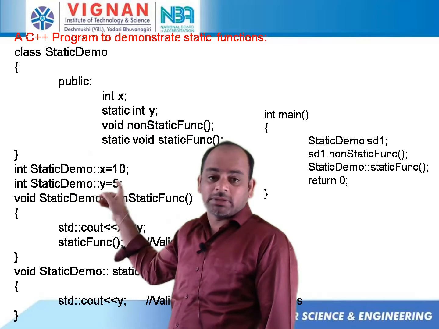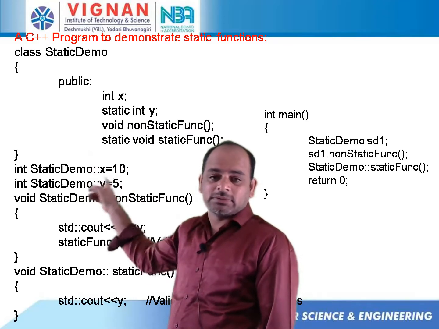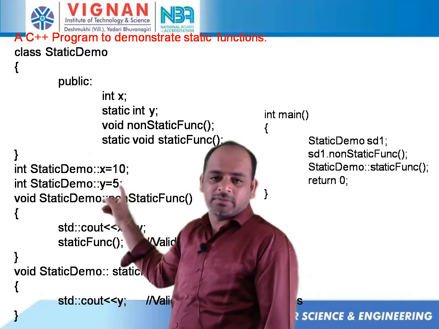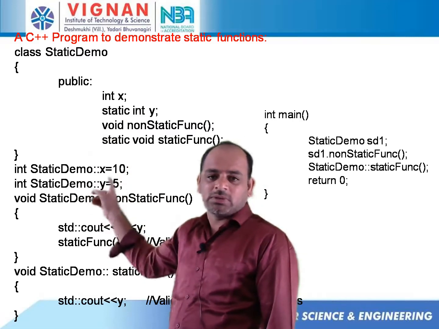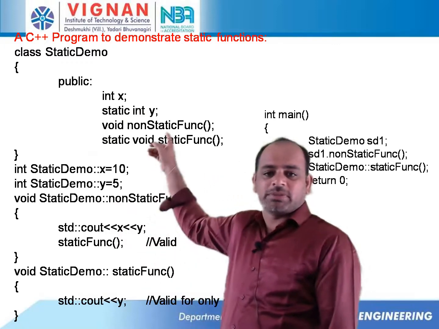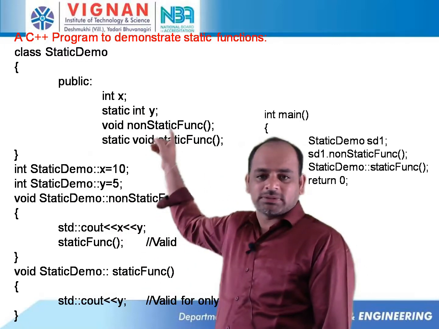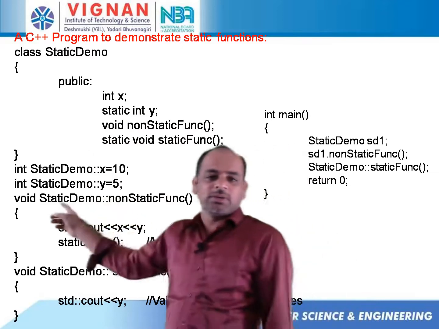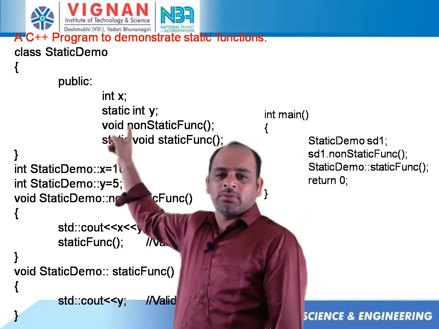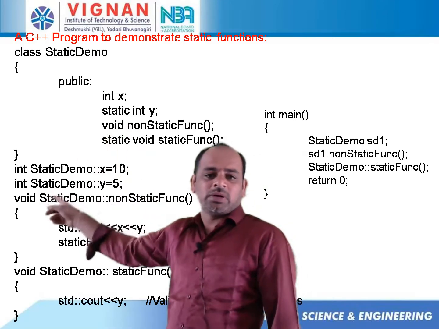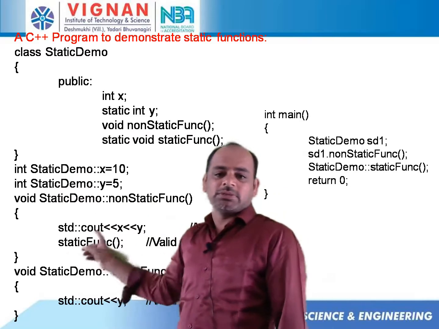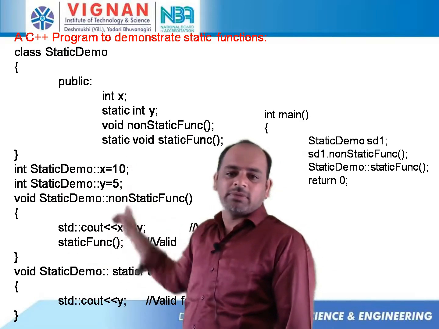So these members are initialized with values 10 and 5, right? y is what? A static variable. Next, the definitions of these members can be written outside of the class. How to define? First, let us define the non-static member function. void StaticDemo non-static function, which simply displays cout x and y values. The current x and y values are displayed here.